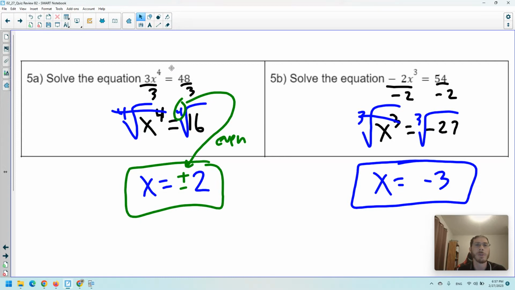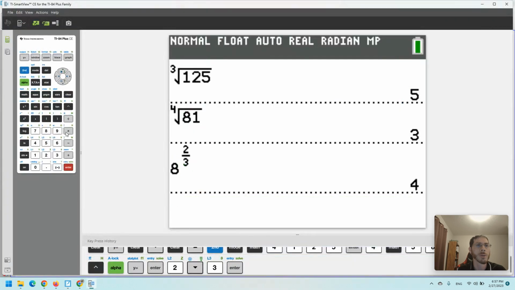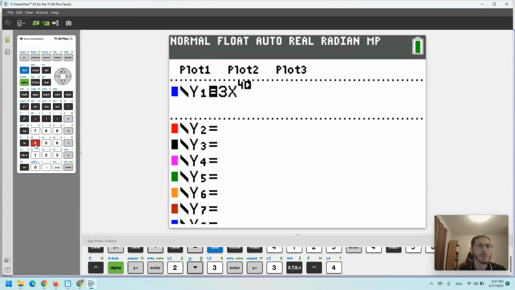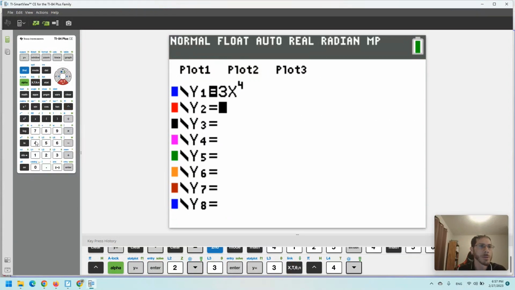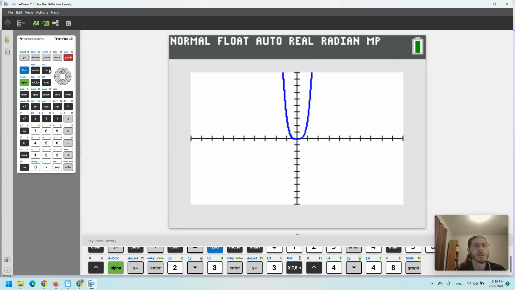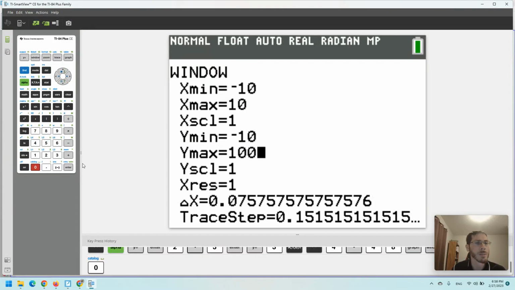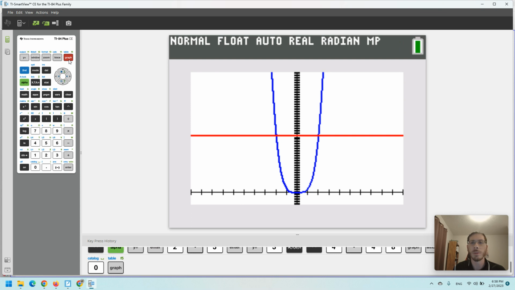Since these are solved at the very beginning, we've got 3x to the 4th equals 48. So we can come over here and type in 3x to the 4th power. Down here, we can type in 48. Our goal is to find out where these two things intersect. We know that one of them is at 48, but the window only goes up to 10, so right now we have to change the window if we want to be able to see that. I'm thinking that's going to be a y max. If we change this to 100, and then graph, we should be pretty much in the center.